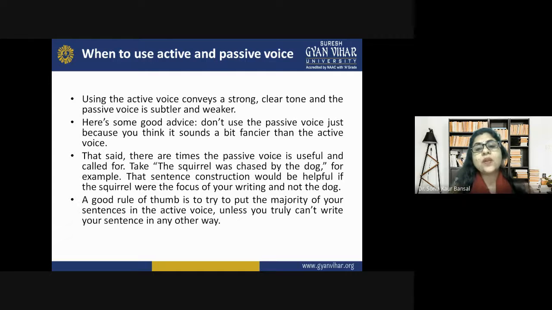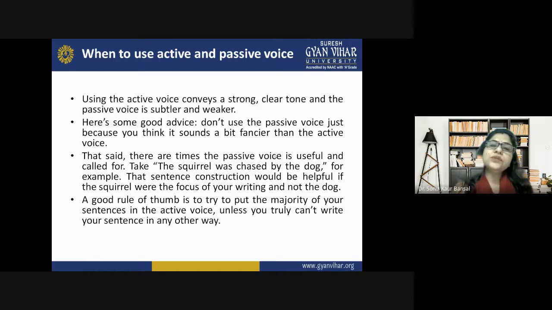Take, for example, this sentence: the squirrel was chased by the dog. That sentence construction would be really helpful if the squirrel were the focus of your writing and not the dog. So when you are focusing on a particular thing and when you are not, it matters a lot. So it is not every time you are going to use active and passive voice. Rather, be comfortable with active only. But when passive is used, just remember where your focus is. In this case, you just use passive voice if the focus of your writing is the squirrel, not the dog.